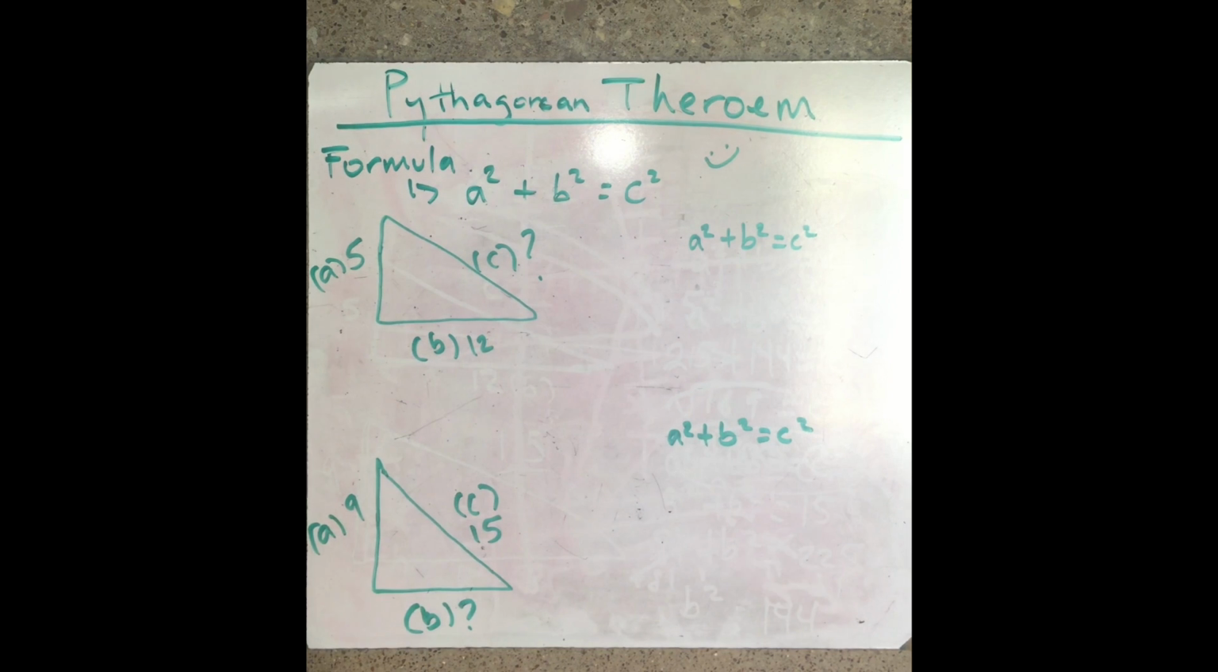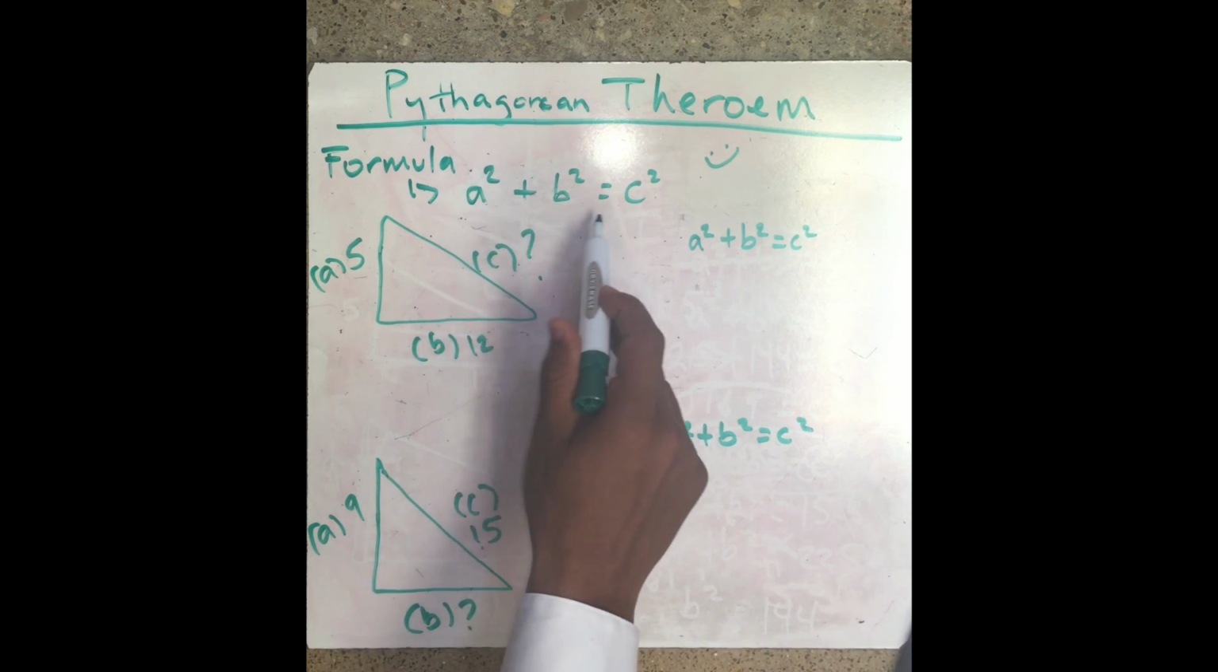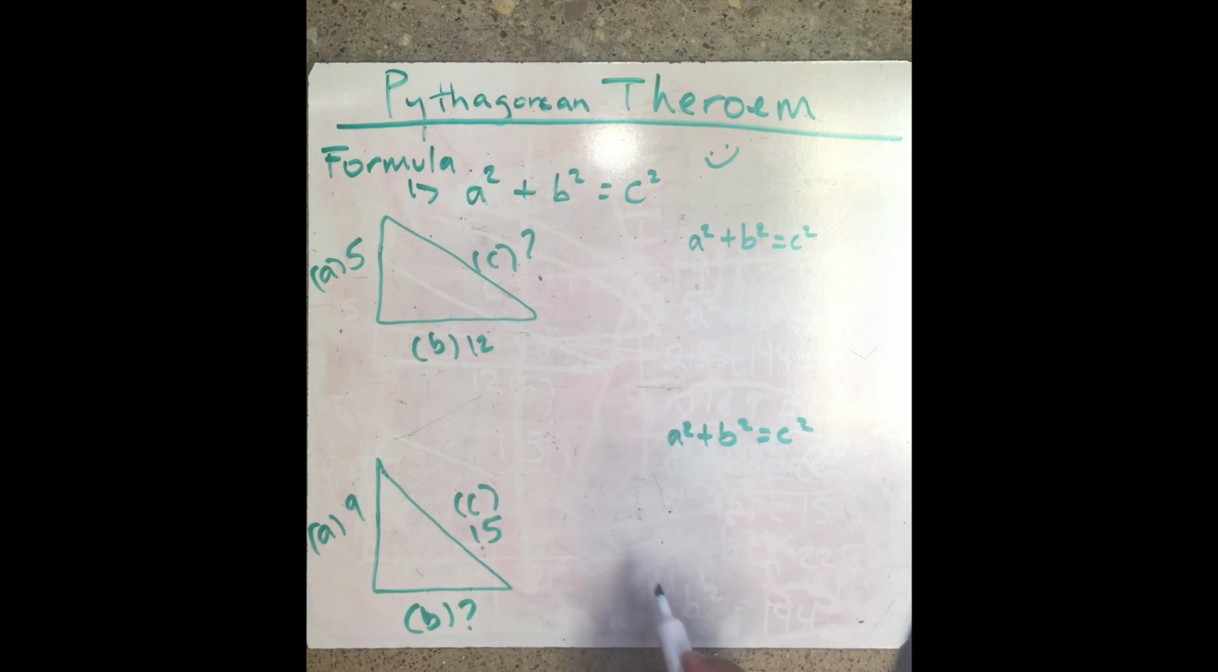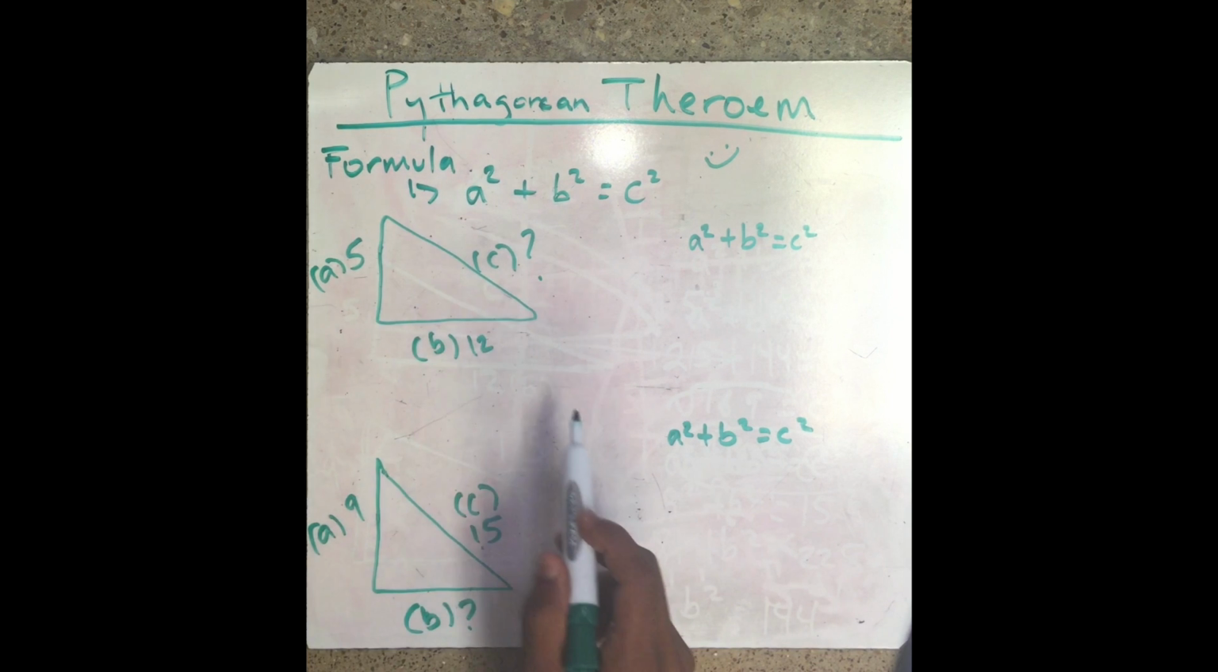Today I'm going to talk to you about the Pythagorean theorem. The formula for the Pythagorean theorem is a squared plus b squared equals c squared. For our first problem, here's our triangle.